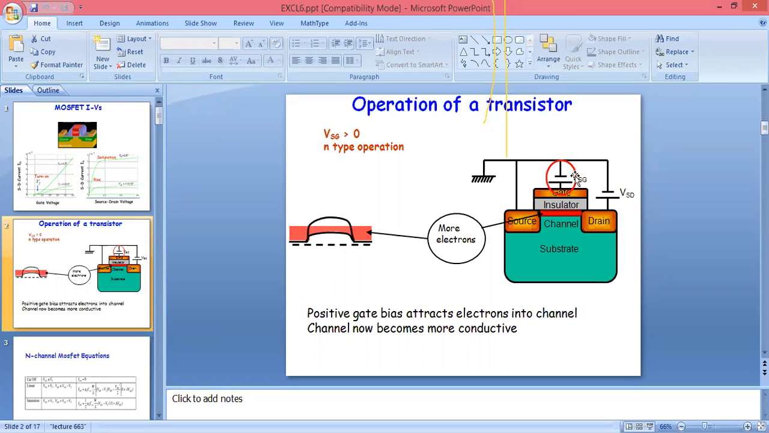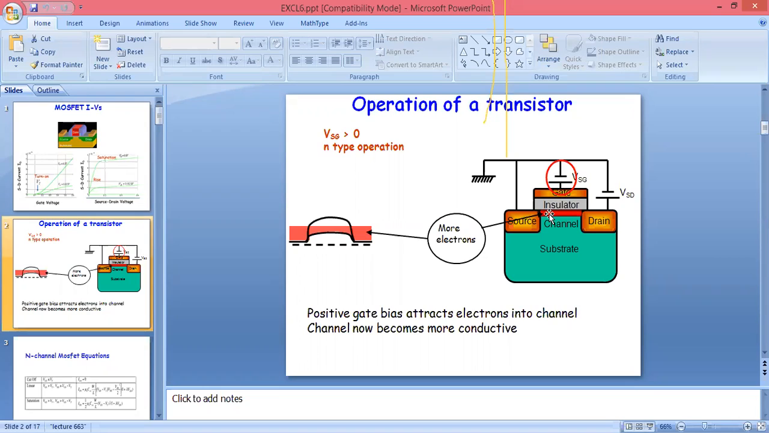So if we are not applying any input voltage, it means what? If we are not giving any VGS, then the channel will not get induced. And here you can see an insulator which is coming between the channel and the gate. That's why current will not flow.